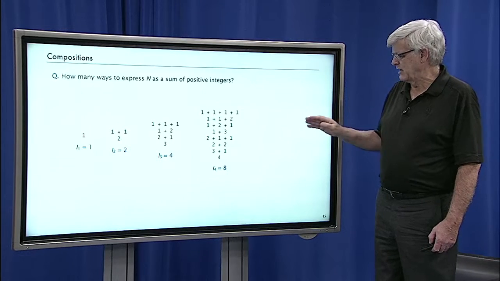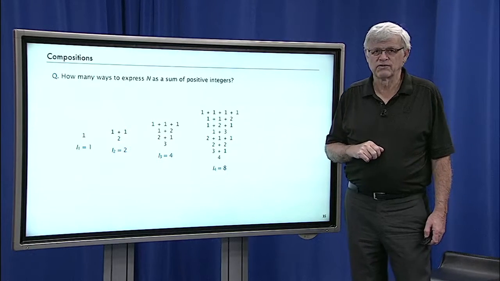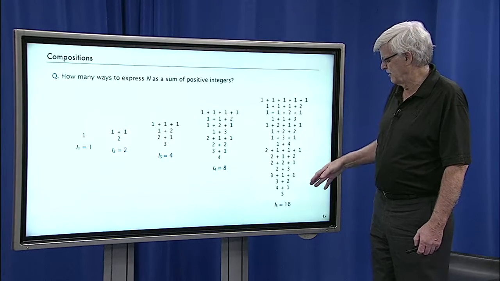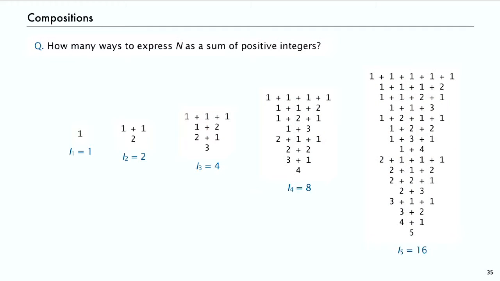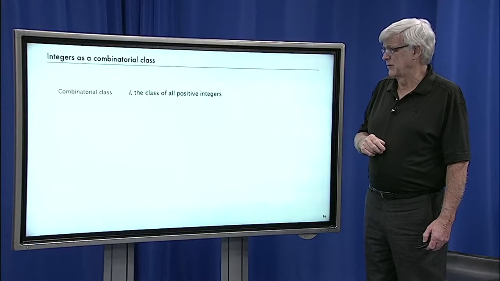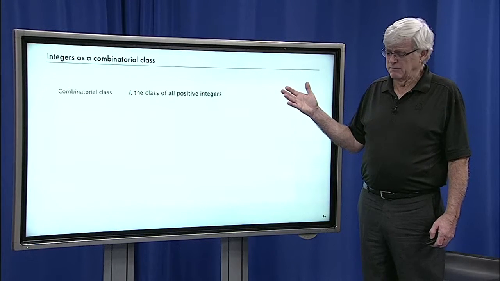And so forth. There's 8 ways to express 4 as a sum of positive integers, and 16 ways to express 5 as a sum of positive integers. And again, it's easy to guess the pattern. There's 2 to the n minus 1 ways to express n as a sum of positive integers. And that's easy to see with the symbolic method.